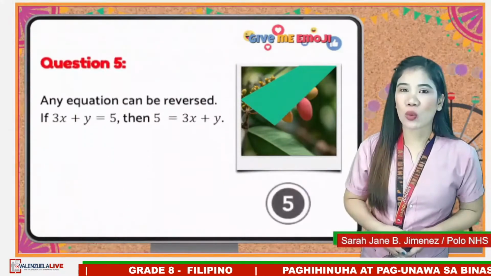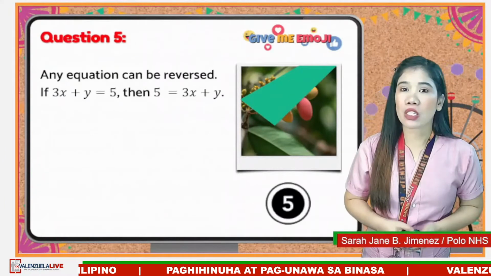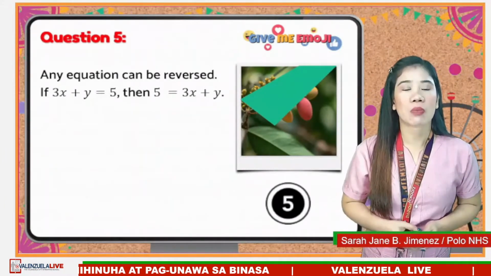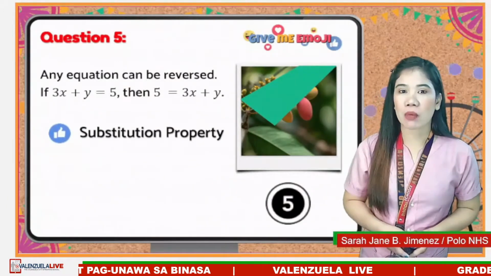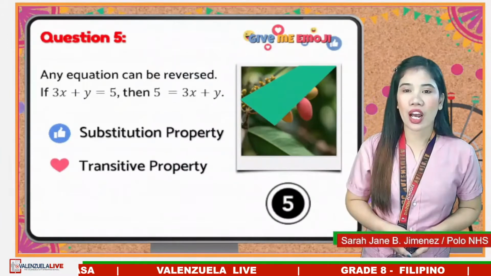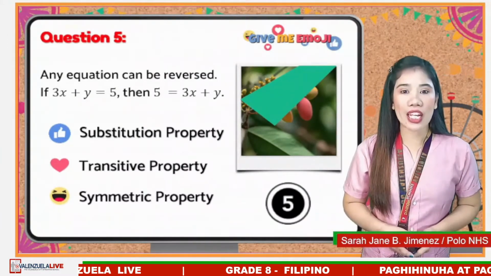And for the last question, any equation can be reversed. If 3x plus y is equal to 5, then 5 is equal to 3x plus y. Choose like for substitution property, heart for transitive property, or haha for symmetric property. 5 seconds to answer, go!